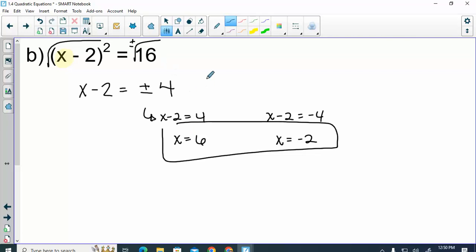The other option, sometimes people can just think about, if I add over my 2, you could write it as 2 plus and minus 4. So 2 plus 4 is 6, 2 minus 4 is negative 2. So whether you have to write it out or you can do it from that step, either way is fine.